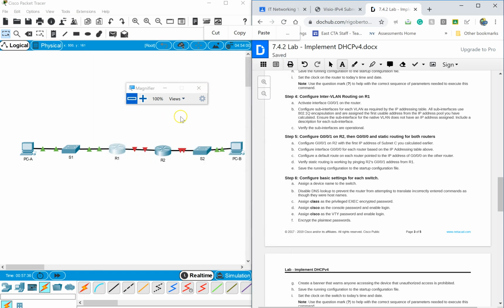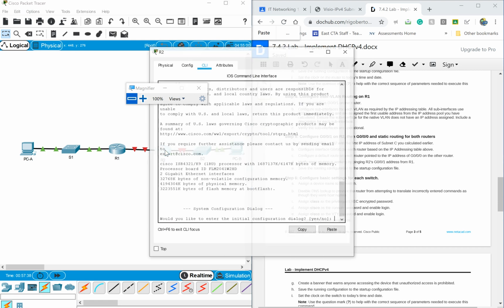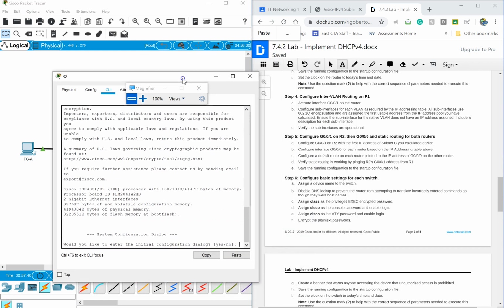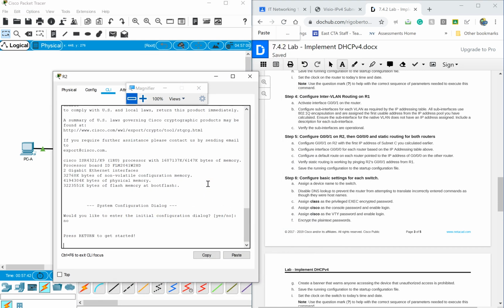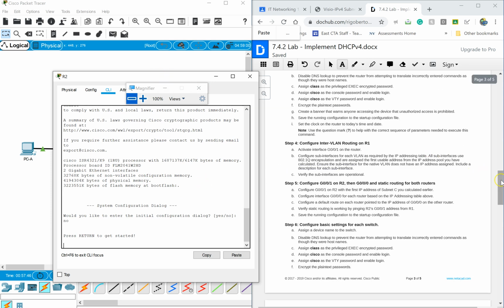So let's close this for now. Let's open up R2. And in R2, it's going to tell us that. We tell it, no, I don't want to do that. All right, so let's go up, come on.